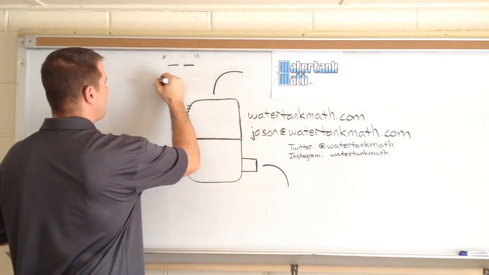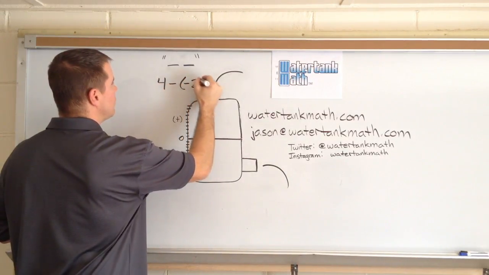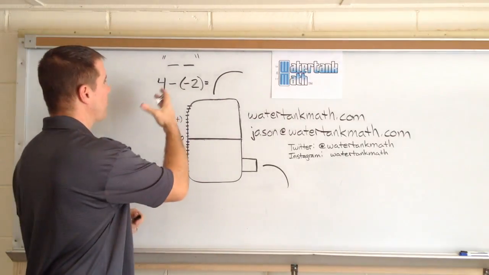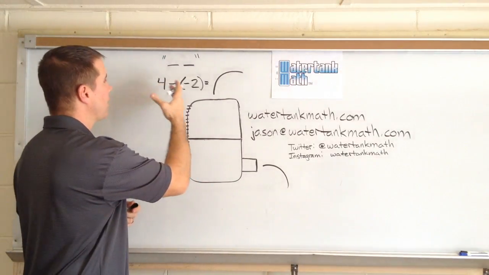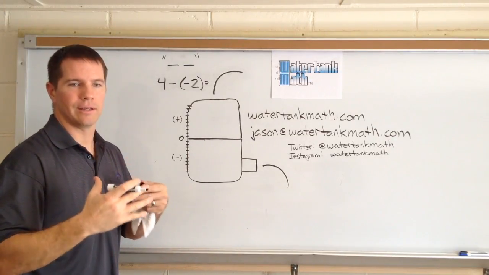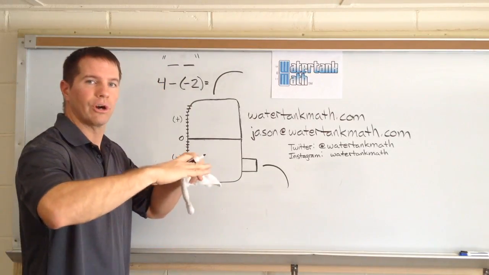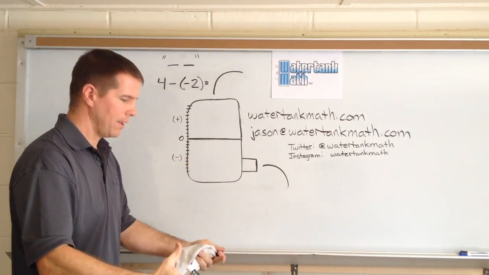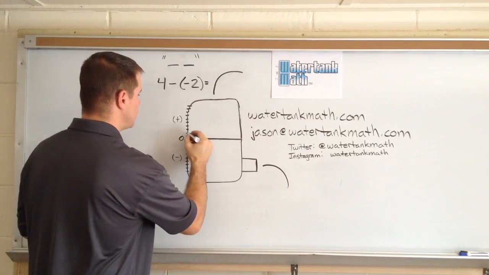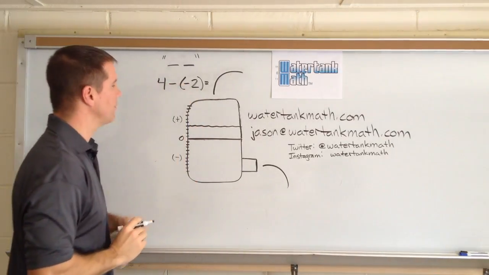I'm going to say 4 minus a negative 2. Okay, so 4 minus a negative 2, or 4 minus minus 2, or 4 opposite of negative 2. There's a lot of different ways, again, that people say this and understand it. All right, so again, 4 tells me that the water level started higher than normal. So I walk into my bathroom and I see the water level is higher than normal at 4. 1, 2, 3, 4.